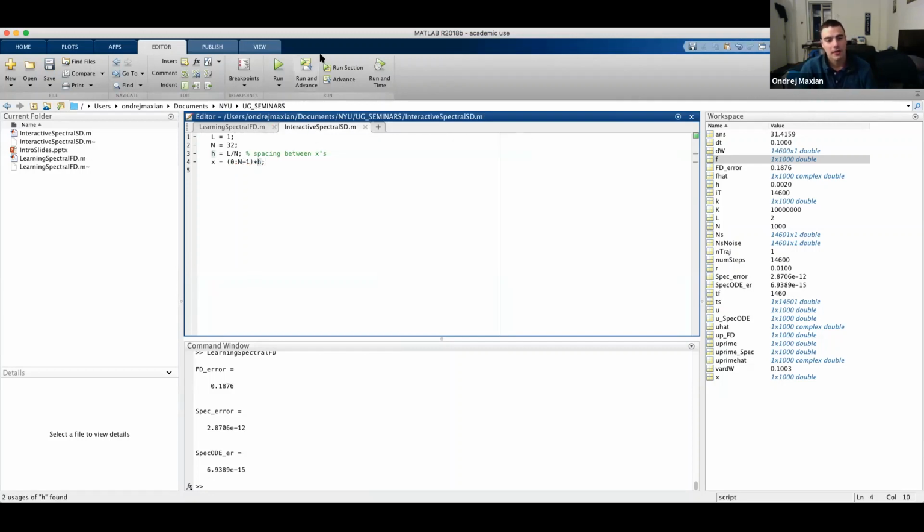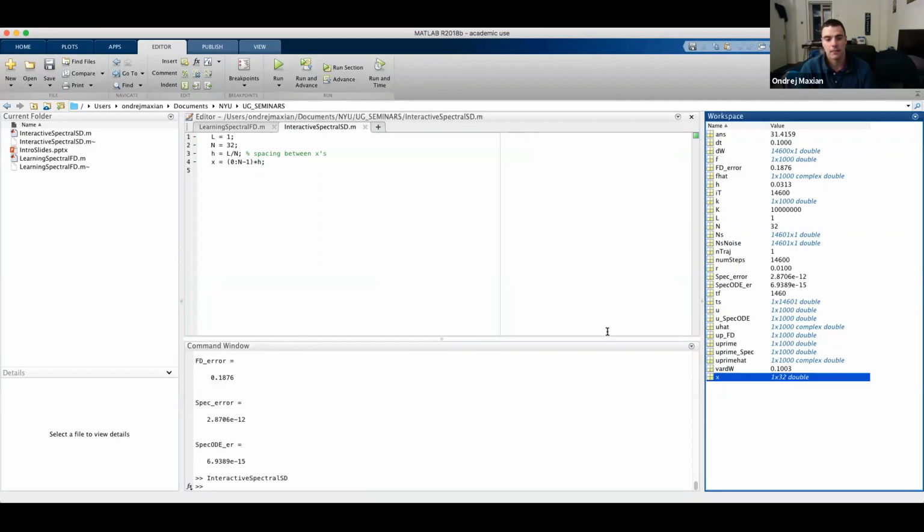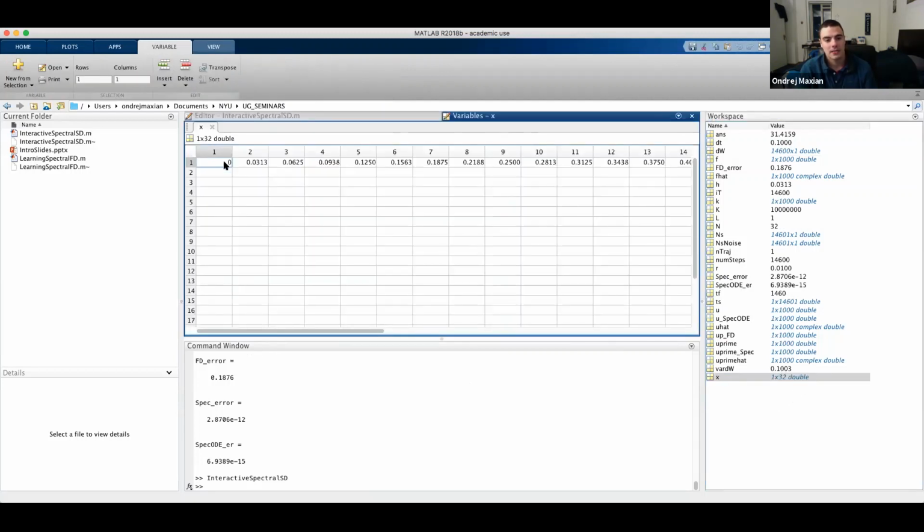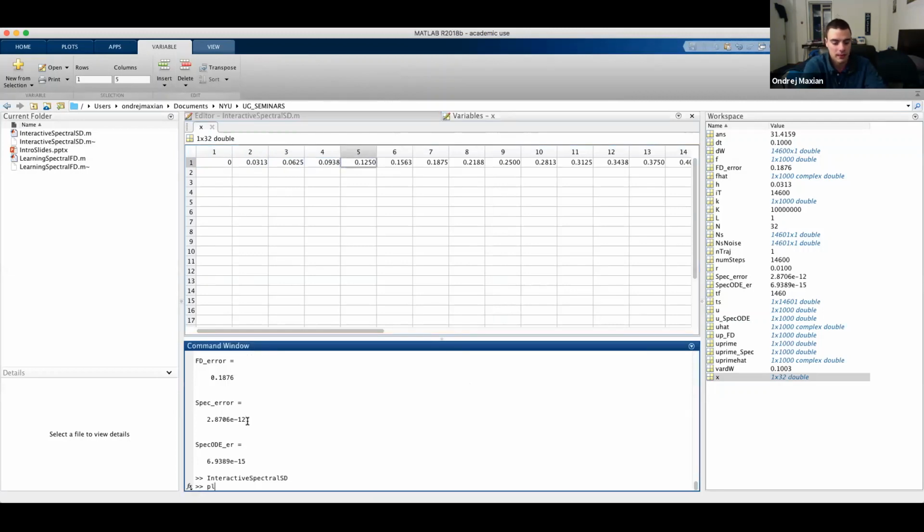So the reason I'm doing this, if you look at what I actually get for x, is I start at 0 and I just go by equally spaced. Well, can I plot it? Let's plot it.